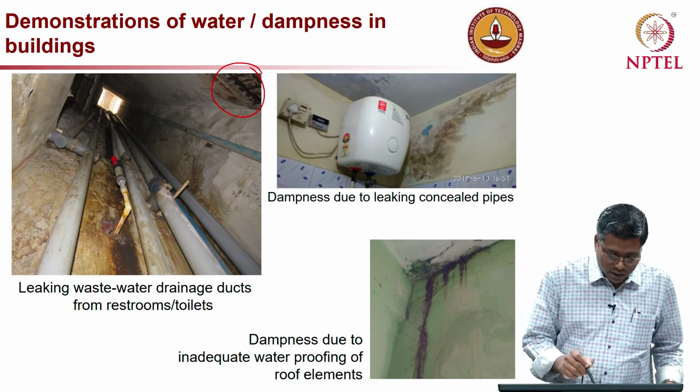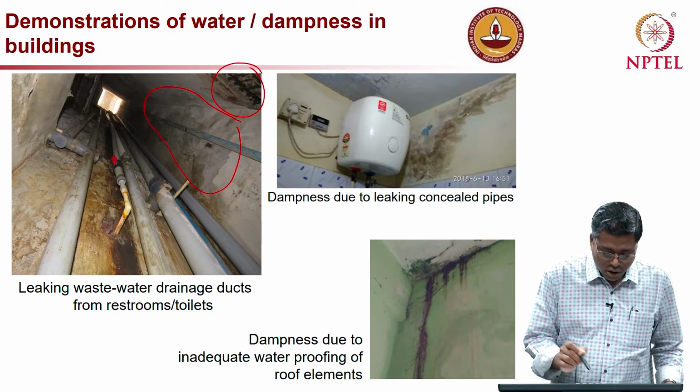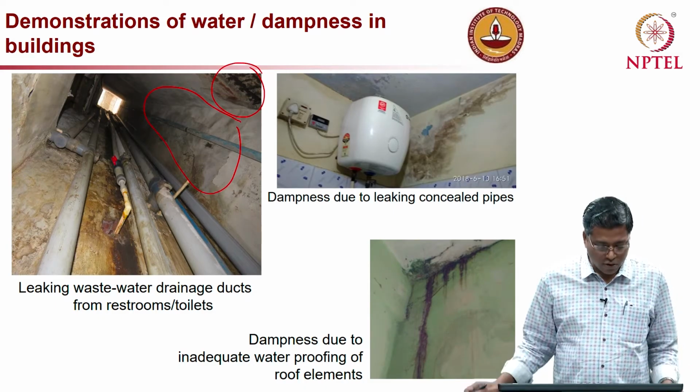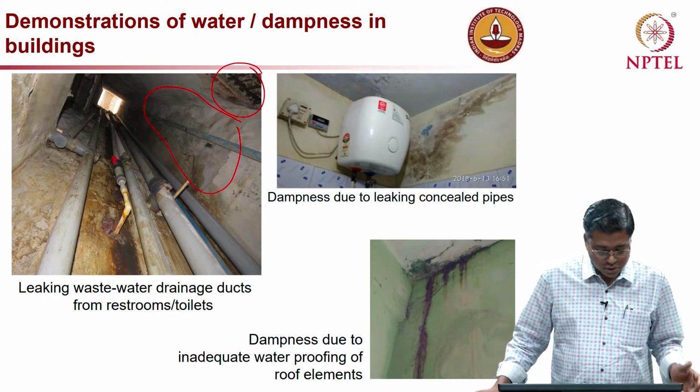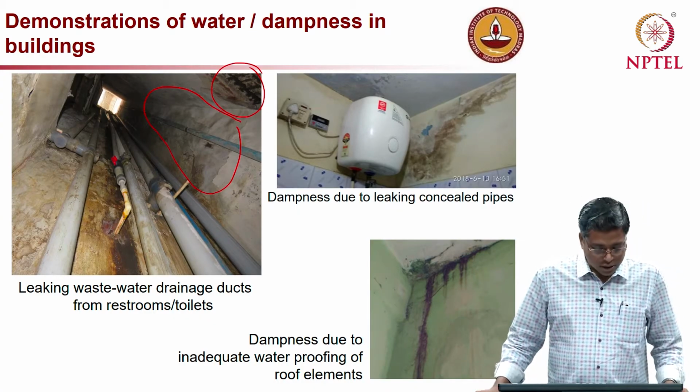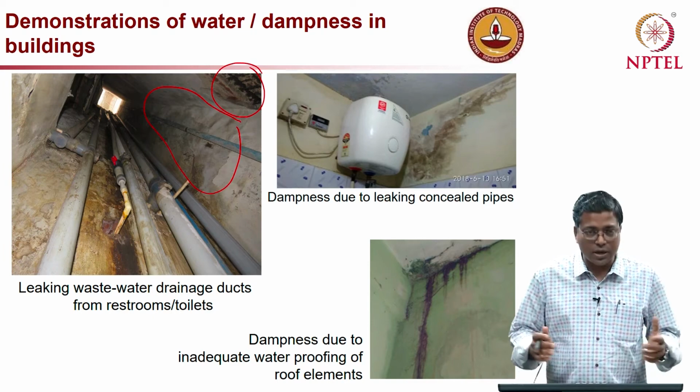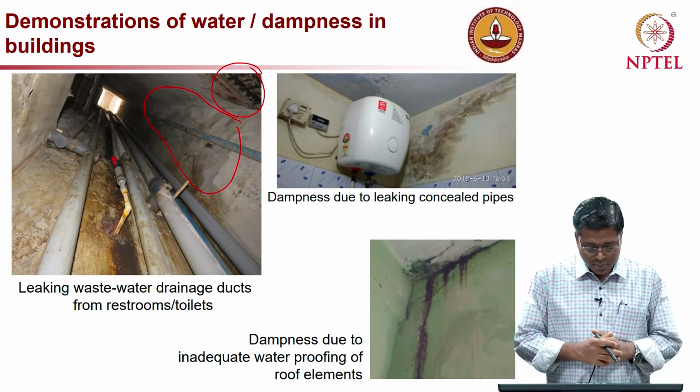And also the paint, if you look carefully, is all blistered and peeling off because of the pressure due to the presence of water inside the wall element, and it just debonds the paint from the plaster.